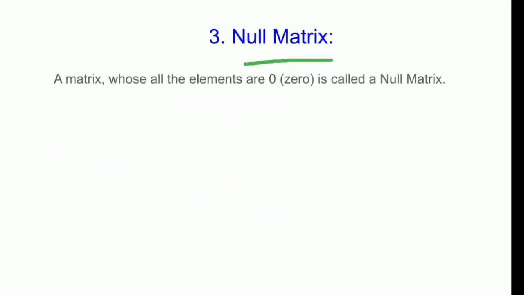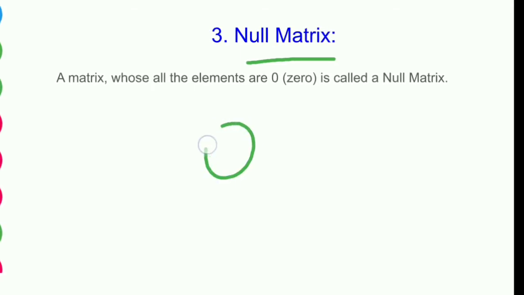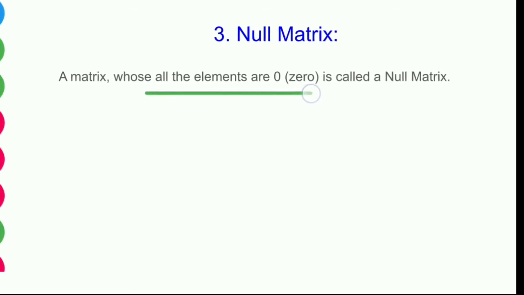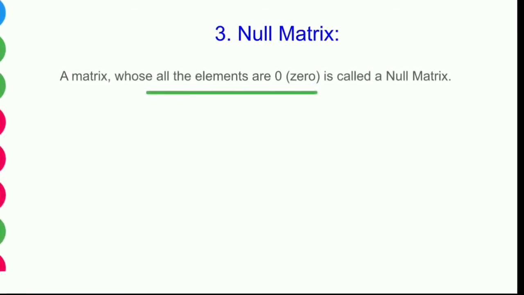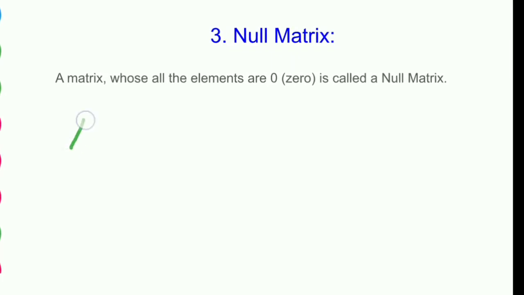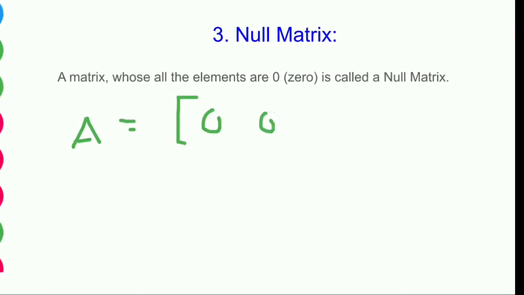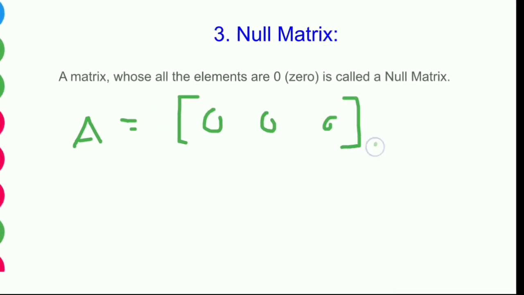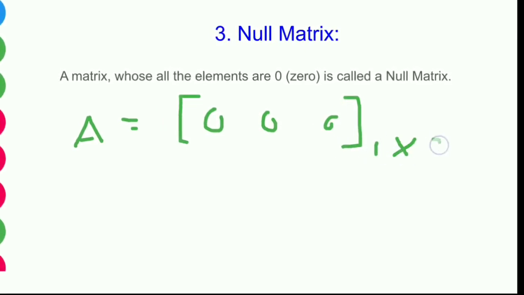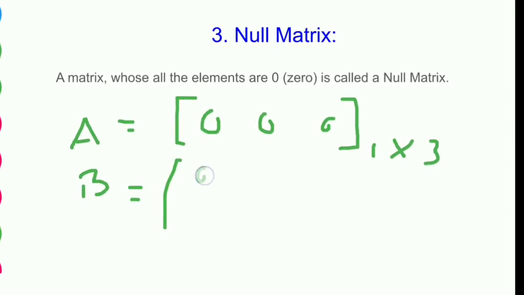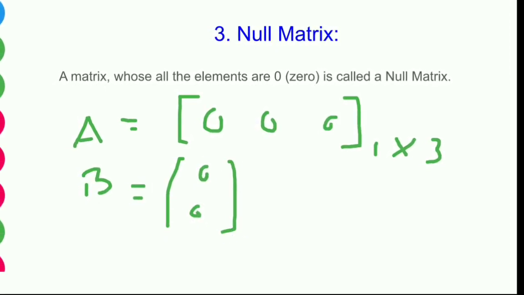Null matrix. Null means 0. So a matrix whose elements are all 0 is called a null matrix. Here is an example of a row matrix of order 1 by 3, which is also a null matrix. All its elements are 0. A null matrix can also be a column matrix as shown here.